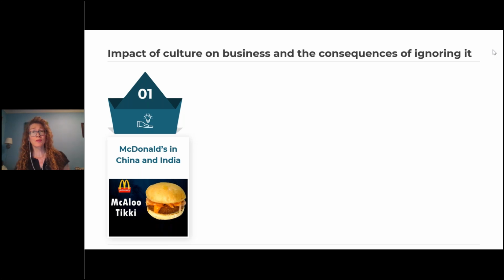And they had to work on that, over many years to try to counter that initial market entry. So when they entered India, for example, they learned their lesson and they came in with some more regional types of items on their menu, as you can see here at Magalu's Tikki.